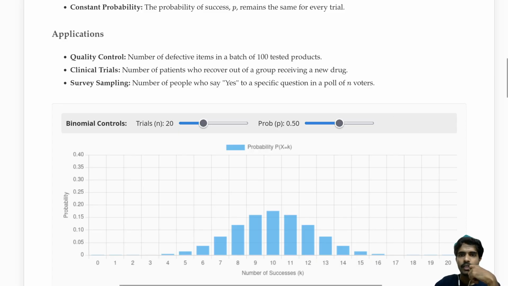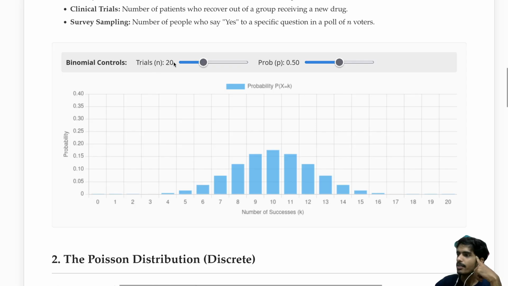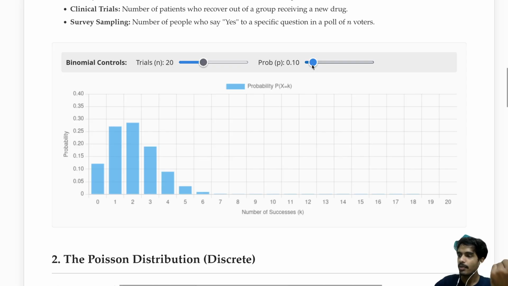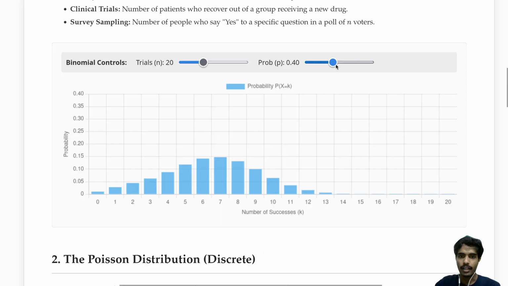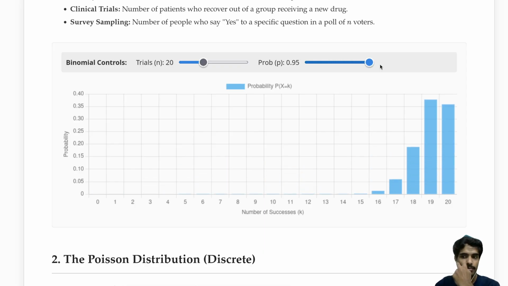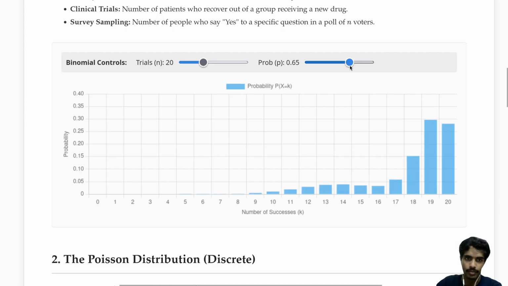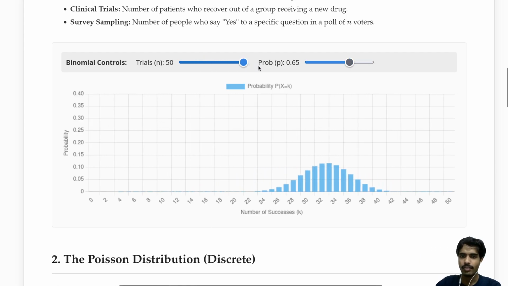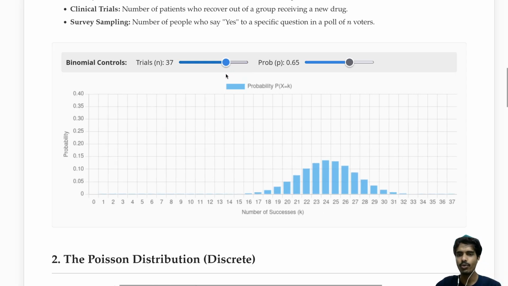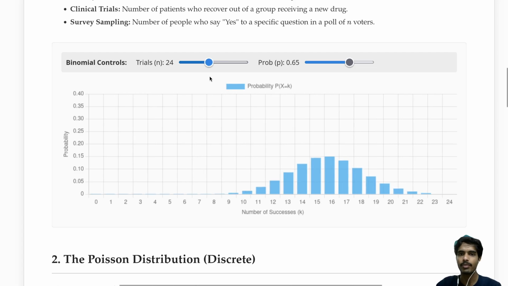So here is an interactive animation which we can see. Let's say we have 20 trials and a probability of 50%. As I'm decreasing the probability, the average number of data is moving towards the left, and as I increase the probability, it is moving towards the right. And the number of trials just makes it visually more accurate.